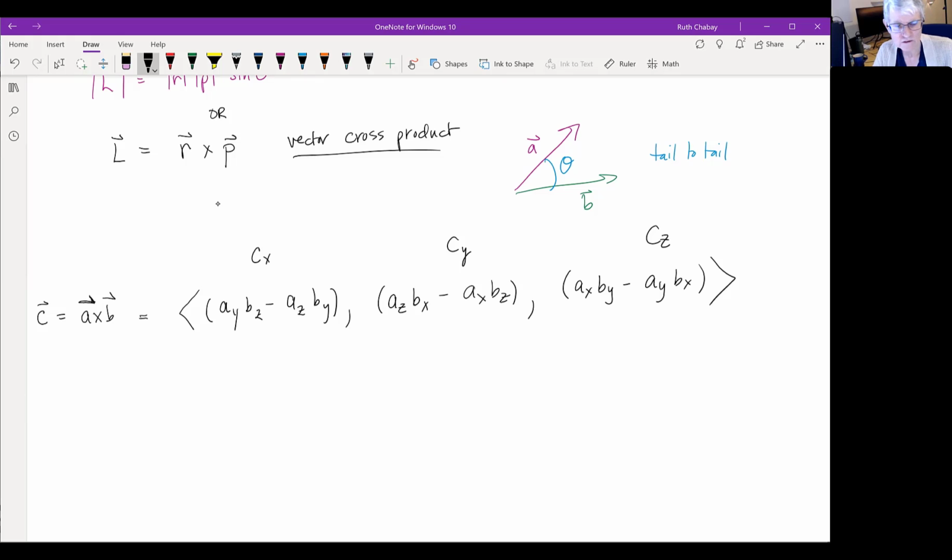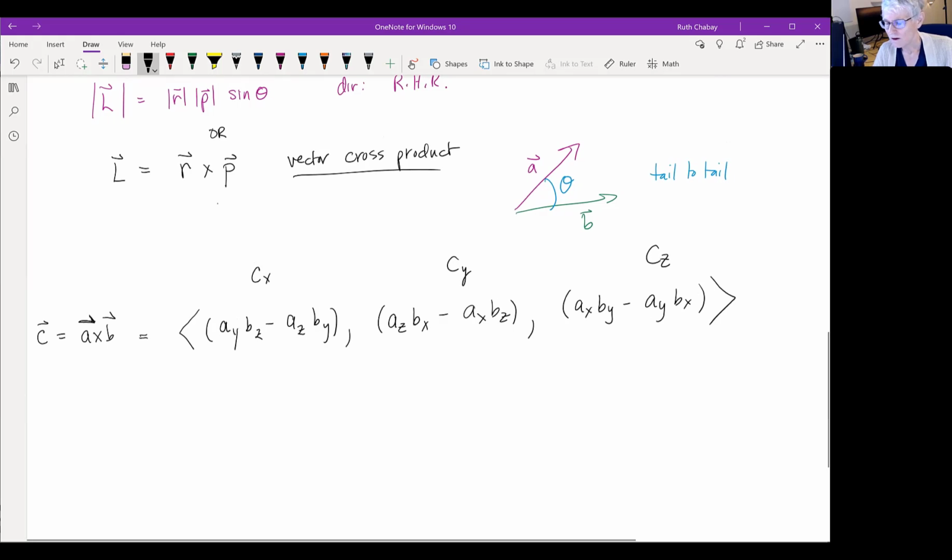Now that looks like a lot of calculations, and it is a lot of calculation by hand, except for the fact that you really only have to do one of these. Because usually, if it's in some obvious plane, so if the orbit is in the XY plane, you know that the result is going to be in the plus or minus Z direction. So all you'd have to worry about would be that.